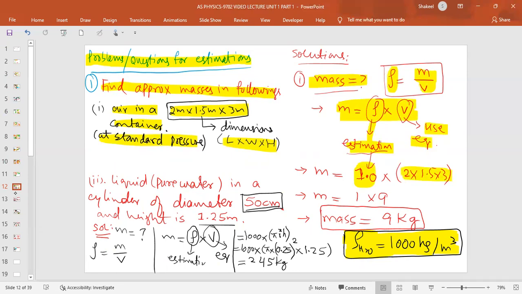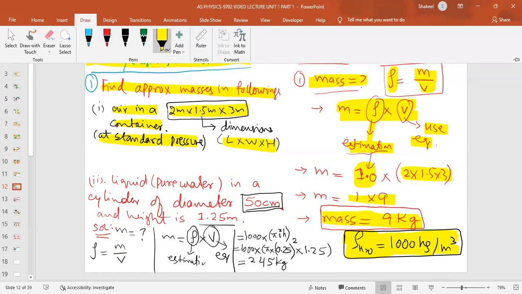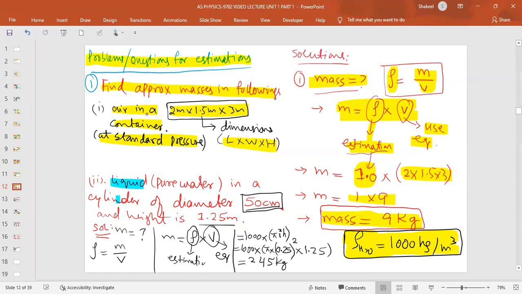using the equation because dimensions are given. So it is cuboid, so length into width into height. So you will get the mass as 9 kgs. In that cylinder of dimension 2 meter by 1.5 meter by 3 meter, 9 kilogram of air is filled over there. The next question is related to liquid.